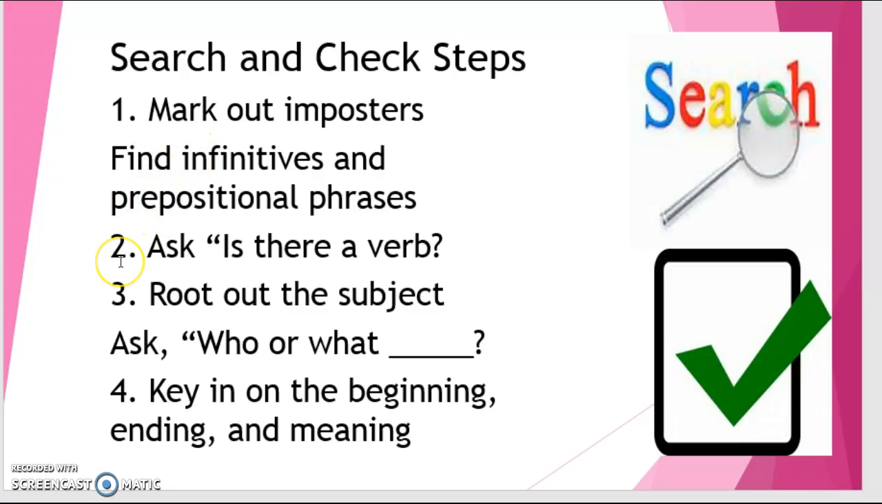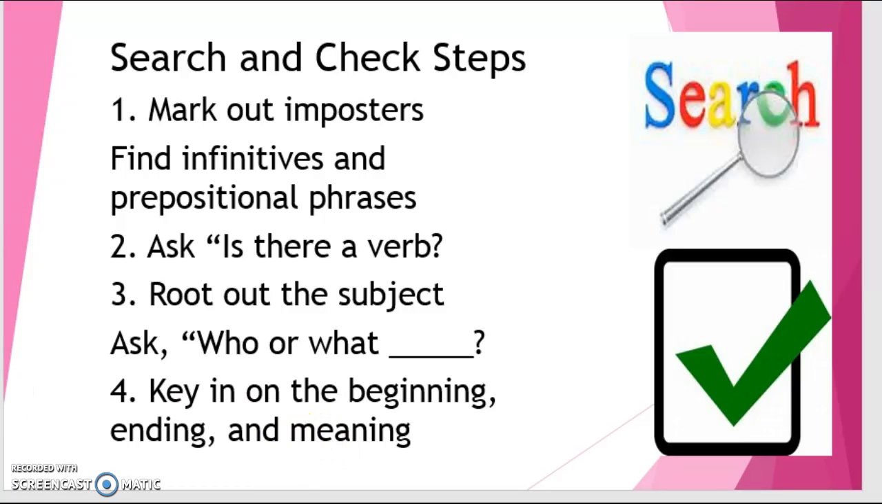And then the second part of this step is once again to ask yourself, is there a verb? So like in that Madonna likes to sing, the verb was likes. Then we wrote out the subject. Madonna was the subject. We always ask who or what is doing the verb. And then 4, we make sure that we key in on the beginning, ending, and meaning of the sentence. So we want to make sure that the beginning has a capital letter, the ending has punctuation, either a period, question mark, or exclamation mark, and then the sentence makes sense, that it has a meaning.